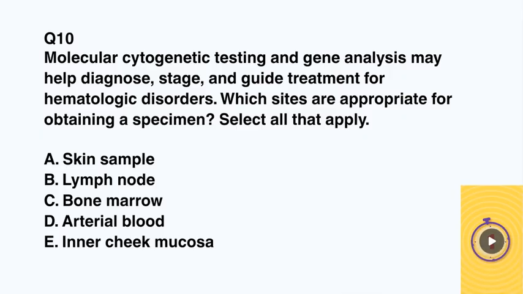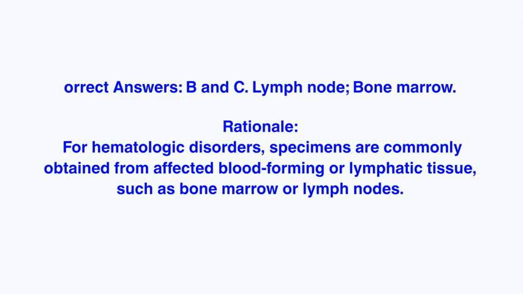Okay, so what was your answer? Okay, the correct answer is going to be B and C, lymph nodes and bone marrow. This is the rationale. For hematologic disorders, specimens are commonly obtained from affected blood-forming or lymphatic tissues, such as the bone marrow or the lymph nodes.